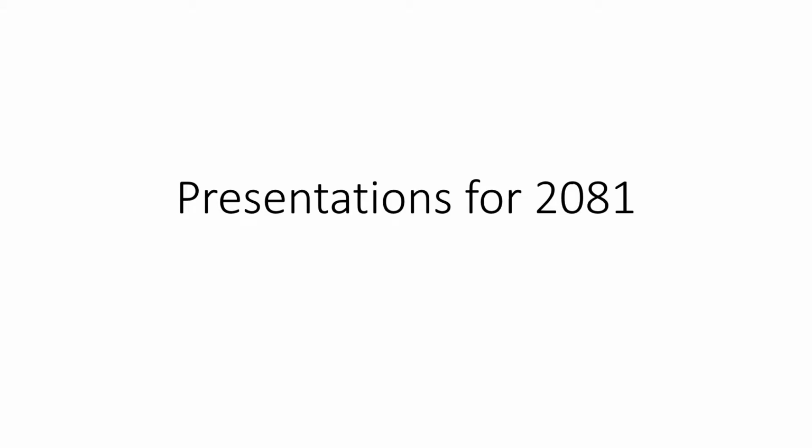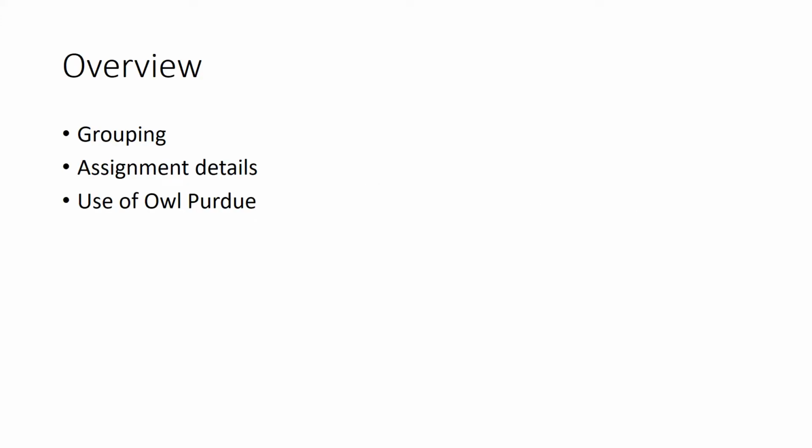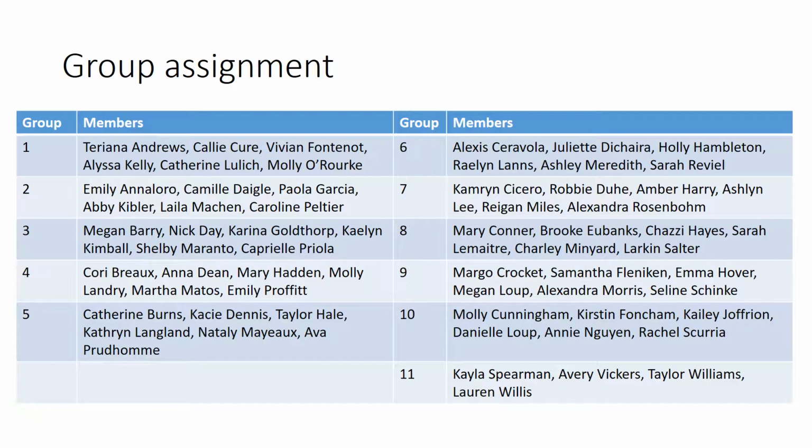So these are the kind of outline for your presentation for the class. First we'll go over your grouping assignments, then we'll discuss what the assignment is, and then the use of Purdue. So this is the group assignment. Just find your name and contact your group members today. That's your first assignment related to this presentation.